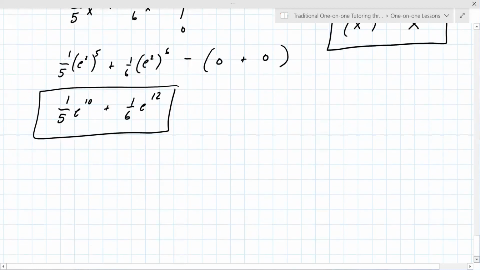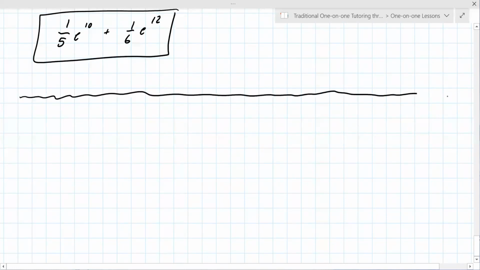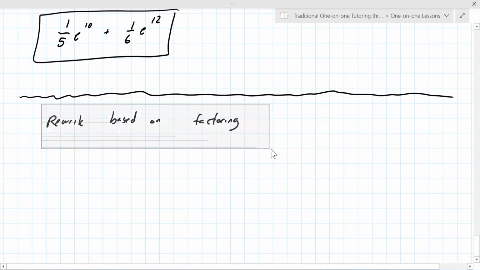Okay, so after exponents, the other thing that you might see is a rewrite based on factoring. And all this is an effort to... well, actually, there's one more example we should do before we do this.